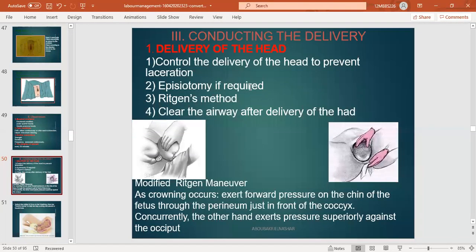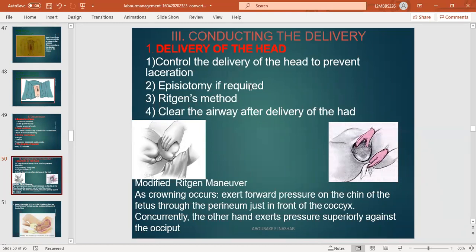Not all patients require an episiotomy. You have to observe if there is a chance of rupture or tearing of the perineum, and then you give the episiotomy. Episiotomy is a deliberate incision given in the perineum to increase the introitus, to prevent irregular tearing of the perineum and the vagina.